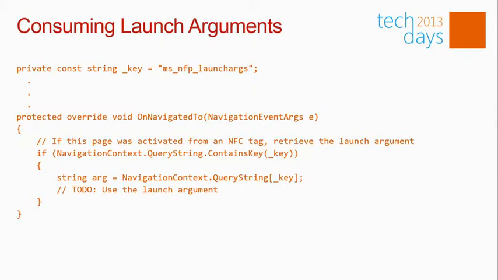You've probably built phone apps before where you've used NavigationContext.QueryString to consume data passed to a page inside of a navigation event. Well, when your app is launched from an NFC tag, Windows Phone 8 passes you a special query string parameter that you access like any other query string parameter through NavigationContext.QueryString. They give that query string parameter sort of an odd name, ms_nfp_launchargs, but now that you know that name, you can not only detect that you were launched from an NFC tag, but you can tell precisely what launch arguments were encoded on that tag.